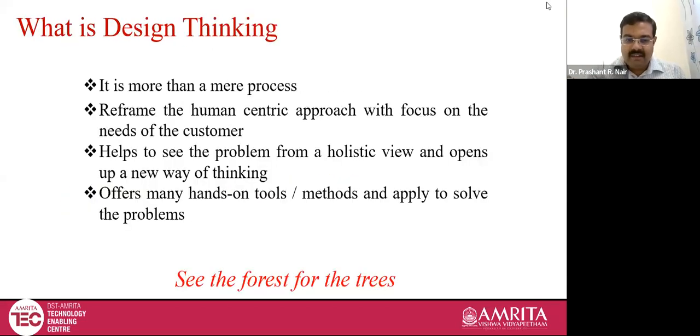Now, see the forest for the trees. I will repeat, see the forest for the trees. Whenever you're looking at a tree, look at the forest also. This means that whenever you are doing something, understand the bigger picture that is there. Don't look at things in isolation. If you make some change here, does that change other things? How is the relationship between that and other things? All those things, the side effects, the after effects, the pre-effects, everything you focus on in a very human-centered, people-centric fashion. That is the idea behind design thinking.